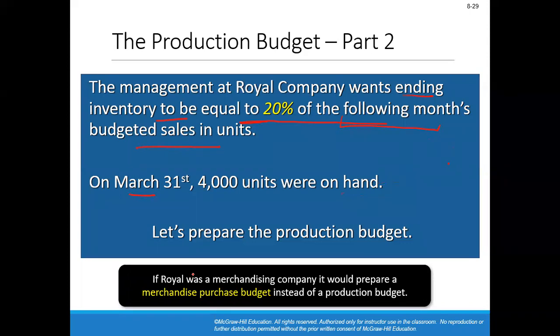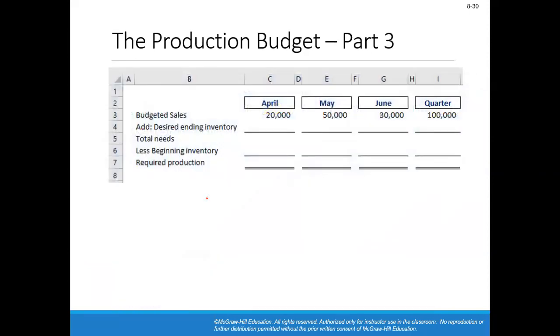Now, note that again, if Royal Company was a merchandise company, it would prepare the merchandise purchase budget instead of the production budget. So here we are assuming that it is a manufacturing company, not a merchandise company. We have the sales figure, right? As it was before.